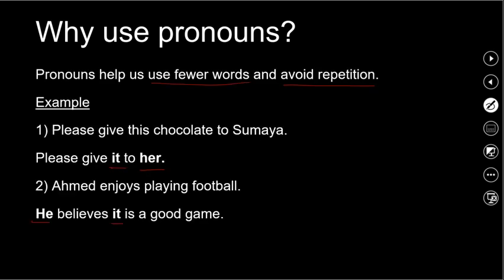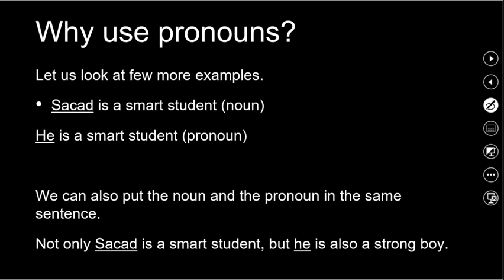If we go back, pronouns help us use fewer words and avoid repetition. These examples are covering the first part, pronouns help us use fewer words. So your writing becomes short and concise, so the reader can read it fluently. Your writing will look good when you use pronouns, because you don't have to keep repeating the nouns.